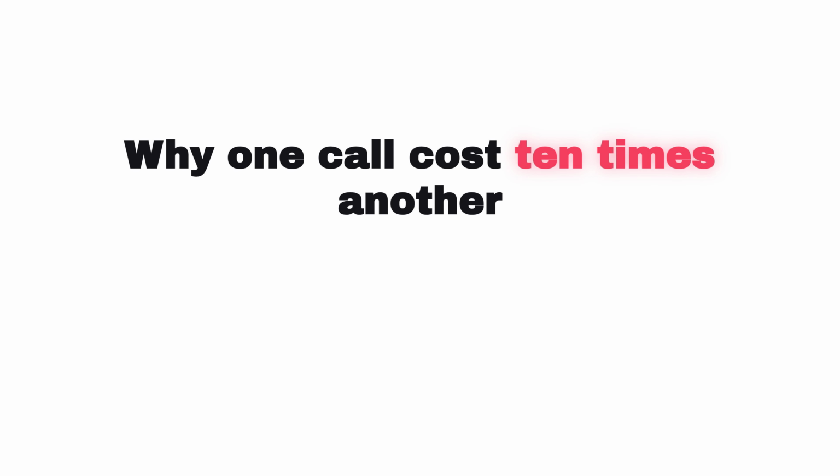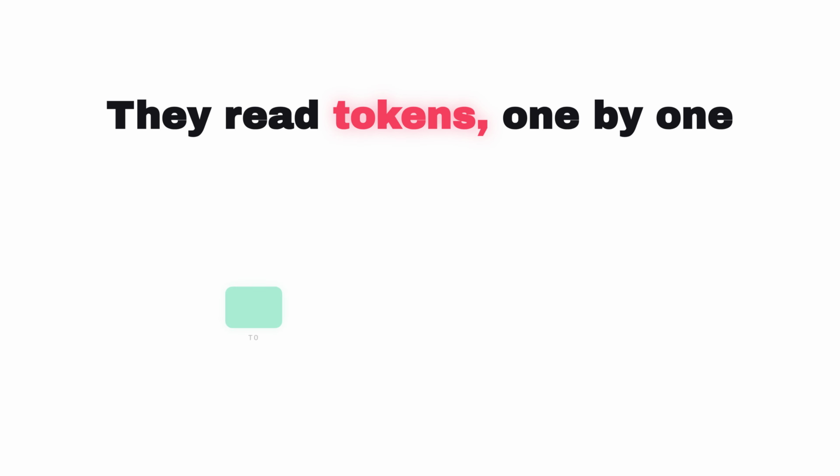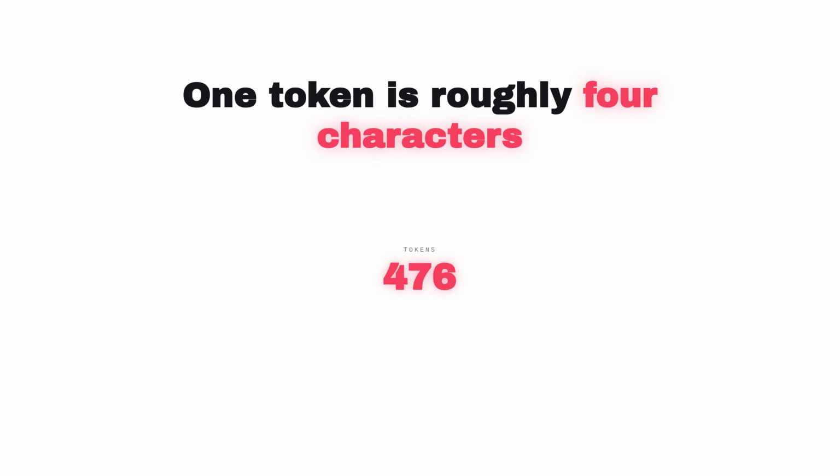Ever stared at an API bill and wondered why one call costs 10 times another? Let's crack open exactly what you're paying for. Language models don't read words, they read tokens, small chunks of text that get counted and charged one by one. One token is roughly 4 characters, or about 3/4 of a word, so a 500-word page runs about 650 tokens.